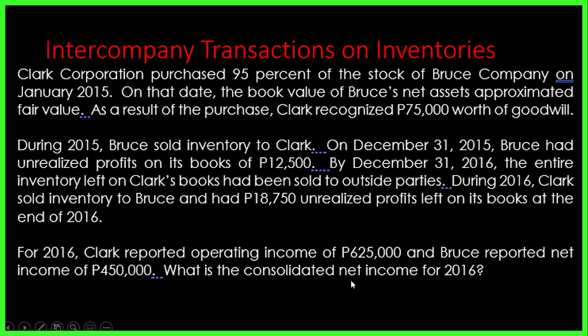Or the non-controlling interest share in the net income. Okay. So, what are the things that we need? First item will be the net income of the parent and subsidiary from their own operation. Now, where is the net income of the parent? So, who's the parent muna? Clark is the parent kasi Clark Corporation purchased 95% of the stock of Bruce. Bruce is now the subsidiary.